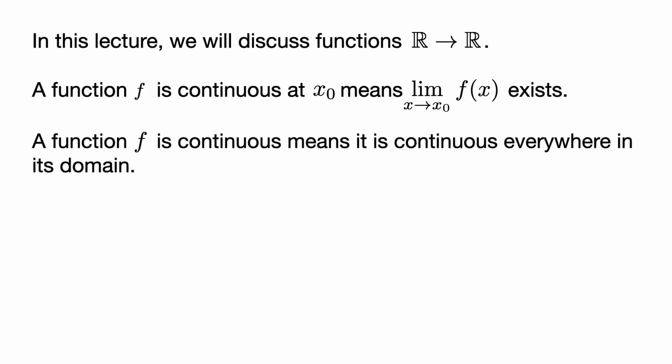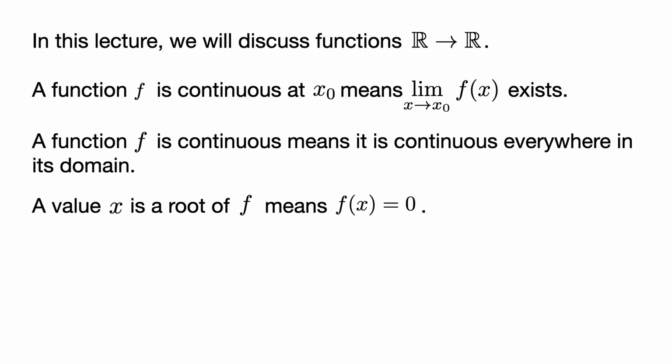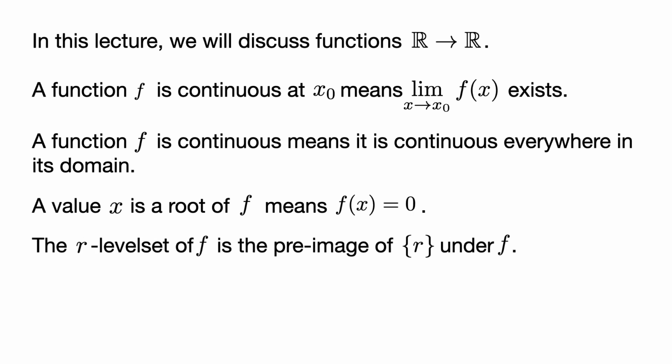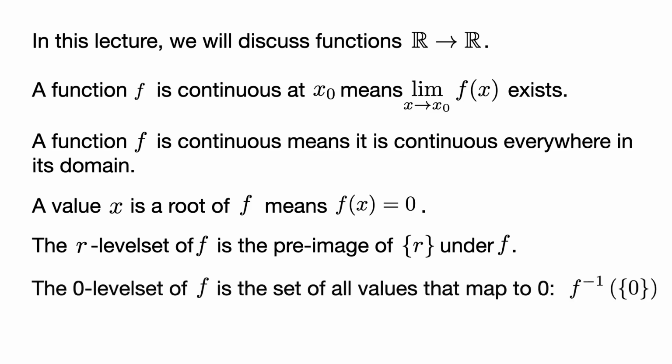A function f is continuous means it is continuous everywhere in its domain. A value x is a root of f means that f of x equals 0. The R-level set of f is the preimage of R under f. And the 0-level set of f is the set of all values that map to 0. That is, it is the set of all roots of f.